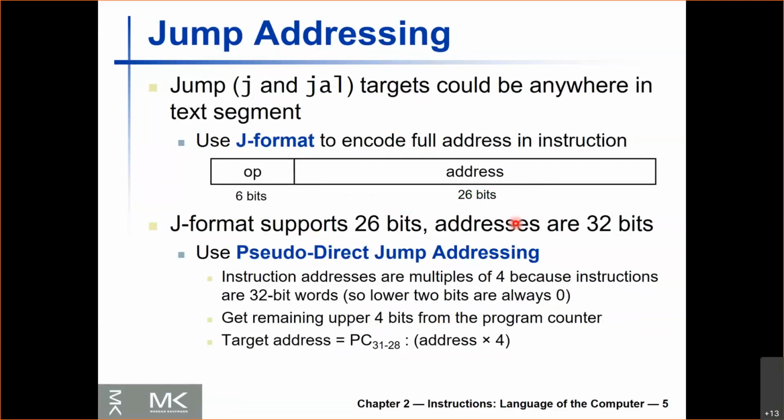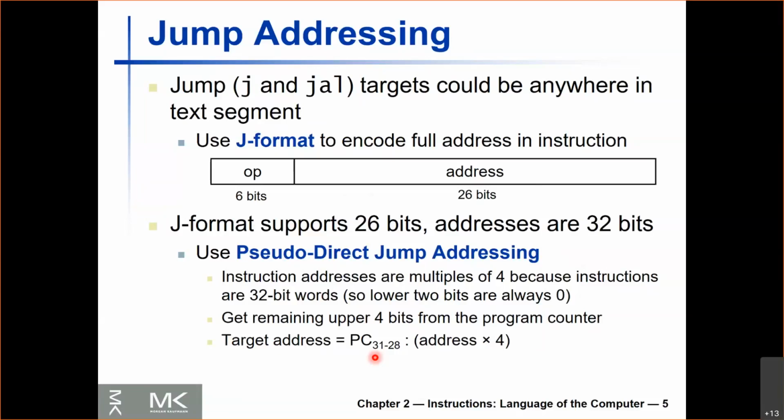To do that, we used what is called pseudo-direct jump addressing, where again we observed that instruction addresses are always a multiple of 4, so we don't need those 2 bits. So that gives us 28 bits, and then the remaining 4 bits we get from the upper 4 bits of the program counter. This is based on the observation that in most cases the address we're jumping to is going to have the same upper 4 bits as the address of the instruction, because programs are usually not large enough such that different instructions might have a different value of the top 4 address bits.